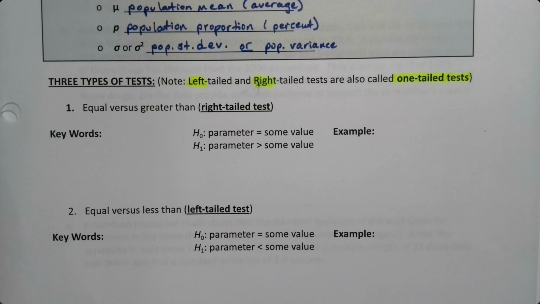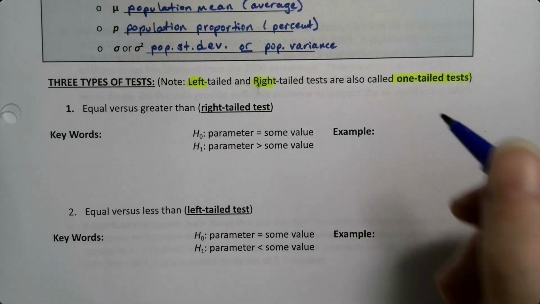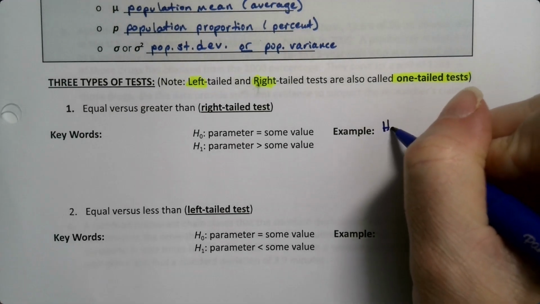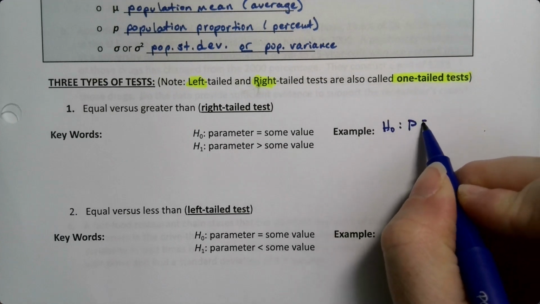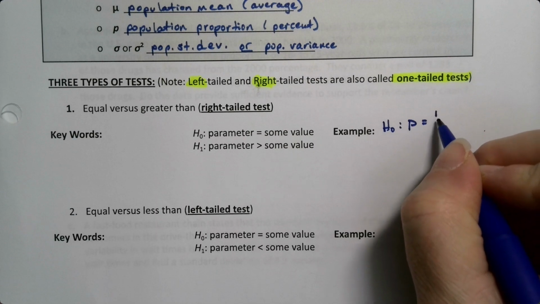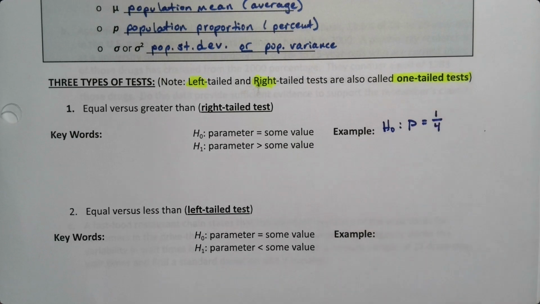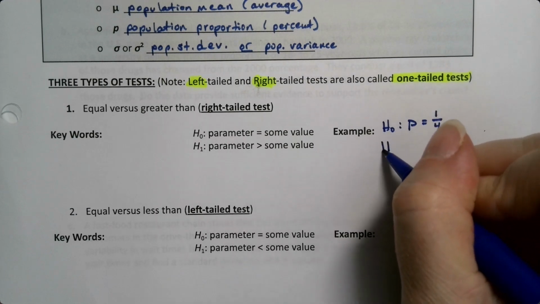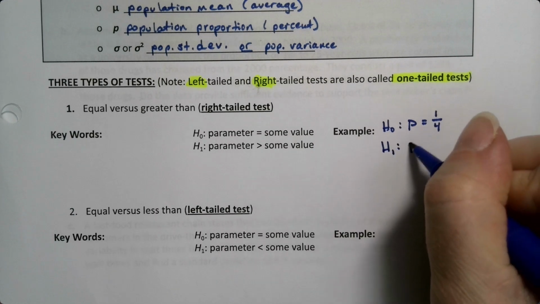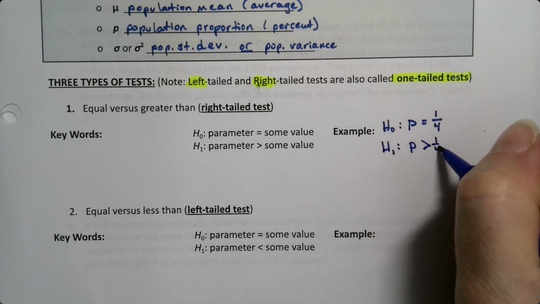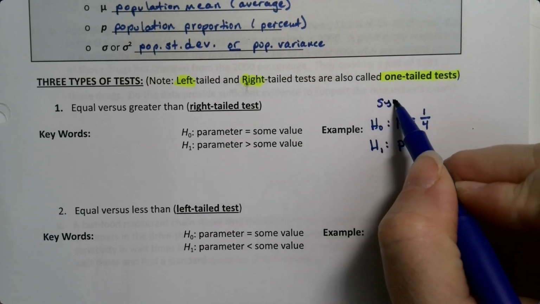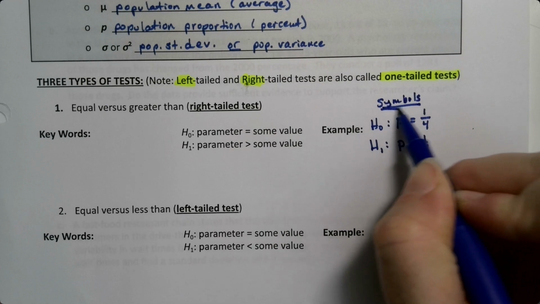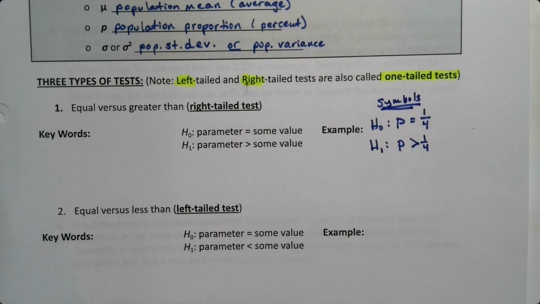All right, so for right-tailed, let me give you an example. It would be something like H naught, H0, would be P equals, I'm just going to give you an example of 1/4. And the alternative to that is that P is greater than 1/4. So these are symbols. So I'm writing this out, this hypothesis, in symbols. If I wanted to write words for each of those, I could.